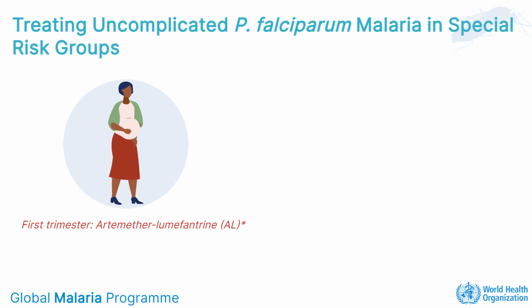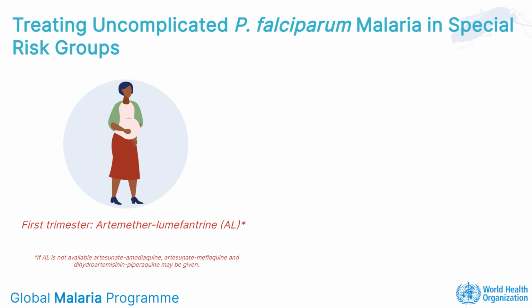Where artemether lumefantrine is not a recommended ACT for uncomplicated malaria or is not available, given the demonstrated poorer outcomes and challenges of adherence to a 7-day course of quinine treatment, the following ACTs may be considered for the first trimester of pregnancy: artesunate amodiaquine, artesunate mefloquine, and dihydroartemisinin piperaquine.